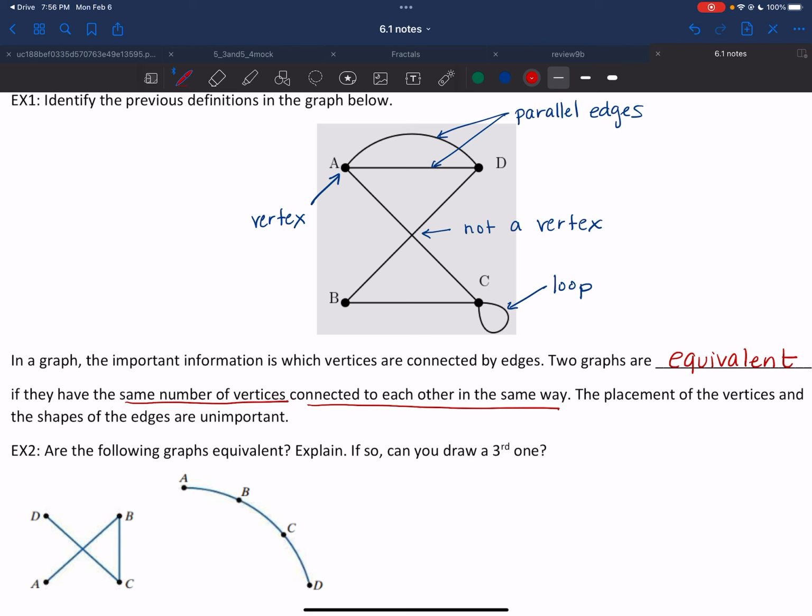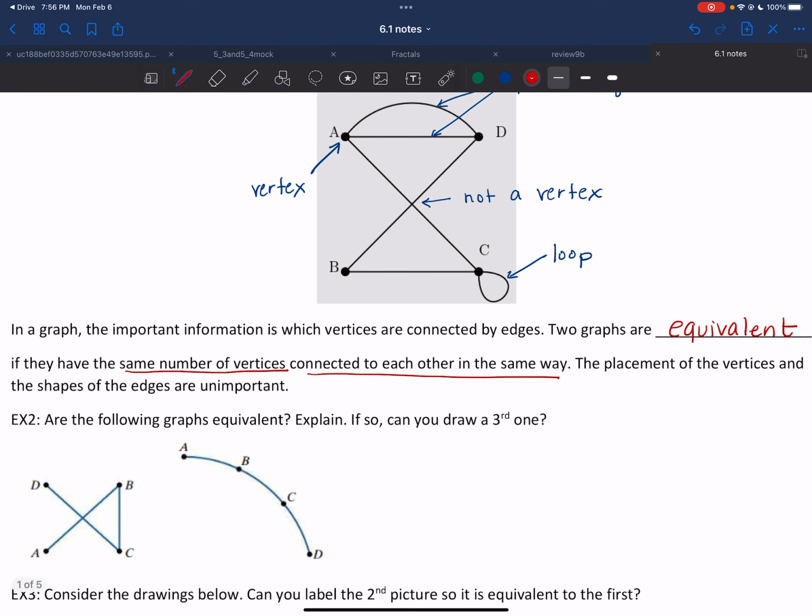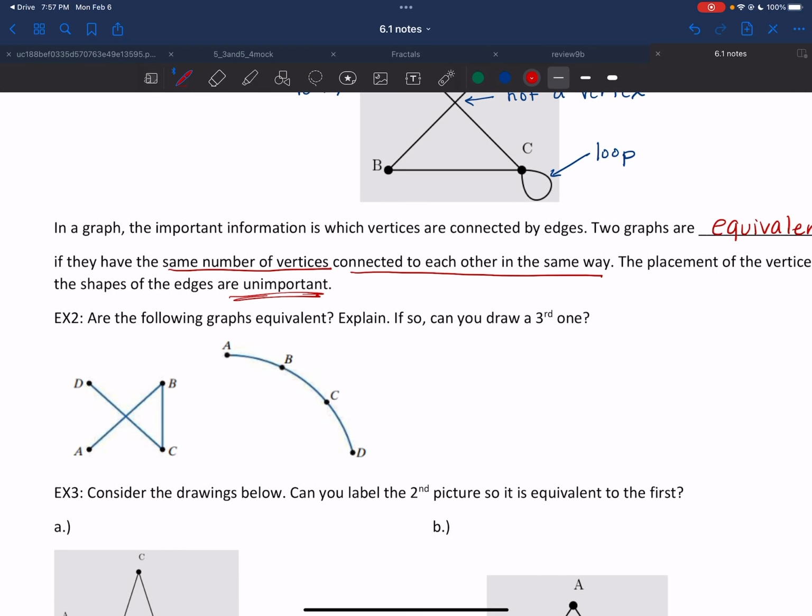The placement of the vertices and the shapes of the edges are unimportant, so they don't have to look alike, which is strange. When we think of equivalency, we think of something that is equal to or the same as, and these are not going to be the same. But what we have are a couple features. Let's look at this first example. Are the following graphs equivalent? Explain. If so, can you draw a third one? Pause this for just a second and see if you can detect if these are the same.